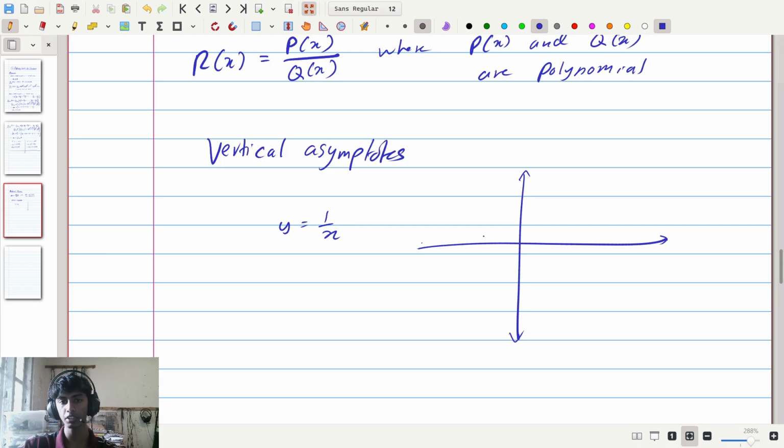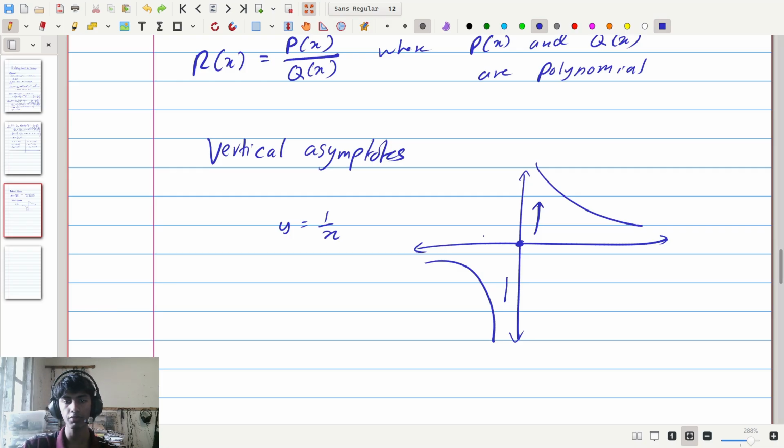When you draw out this function, on the right hand side it looks like this, on the left hand side it looks like this. At x equals 0, there is no value, it's undefined, because we have a 1 divided by 0 at this point. On the right hand side we approach one infinity, on the left hand side we have a different infinity. It could have also been the same infinity.